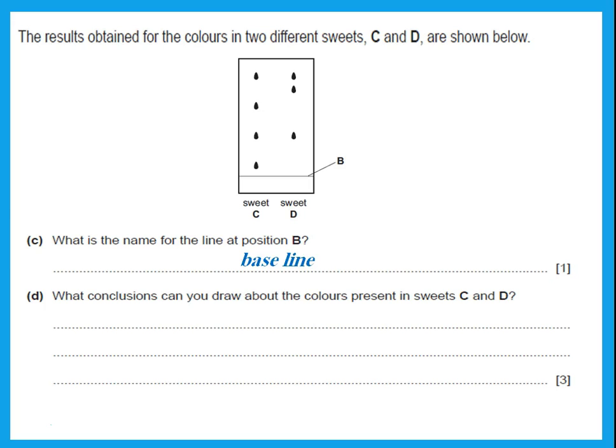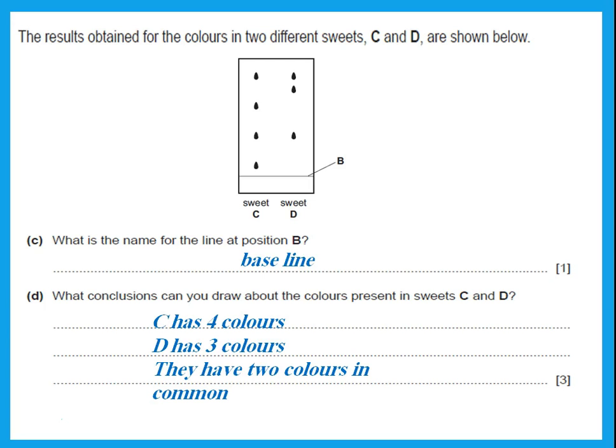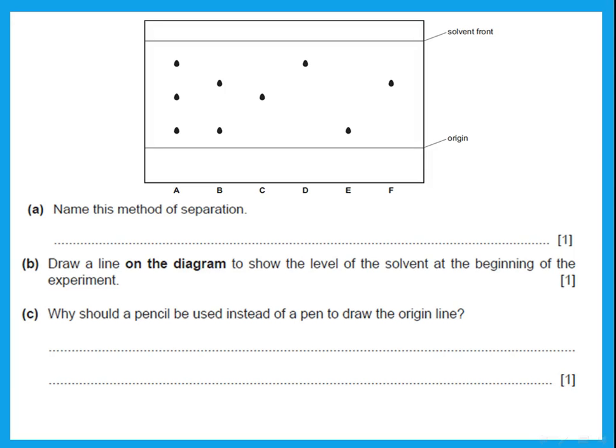Yes, they have 2 spots with the same height. The second spot in C is the same height as the first one in D, and the last spots in both of them are the same height, so they have 2 colors in common. So your answer will say C has 4 colors, D has 3 colors, and they have 2 colors in common.